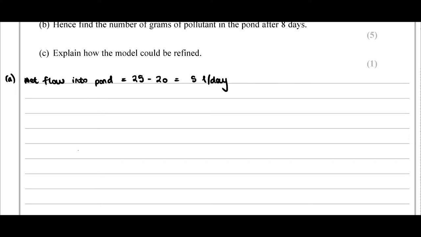After a certain number of days, say 2 days, we can therefore say that the pond contains 1,000, which is the initial amount of water in the pond, plus 5t. Okay, so the pond contains this many litres after 2 days. So hopefully that makes sense.